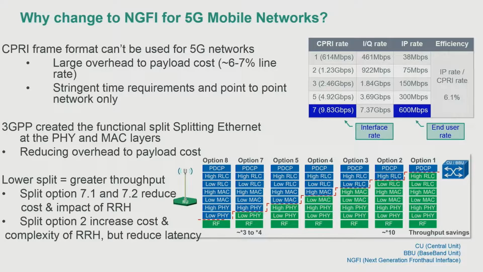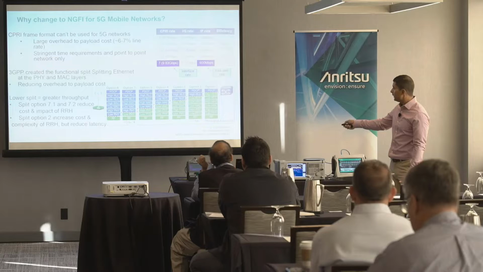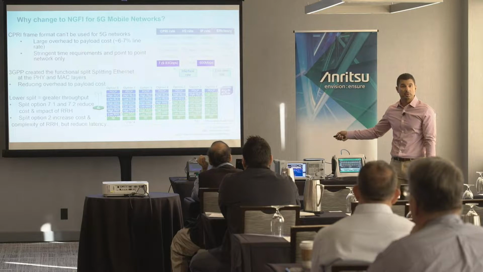What does that mean? In higher options here, more is being done in the radio, less is being done in the BBU, which gives you a 10 times greater throughput savings than that of CPRI. Why? Because that RF data is being processed at the radio, not at the BBU.